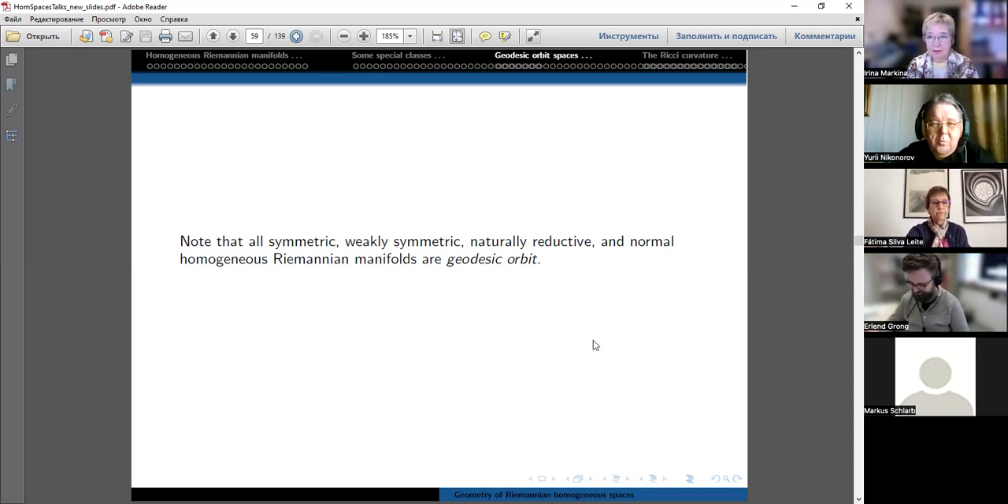Okay, today we are going to discuss geodesic orbit Riemannian manifolds, or Riemannian spaces, if you want. This is a very important class of Riemannian manifolds because it has some very well-known subclasses such as symmetric spaces, weakly symmetric spaces, naturally reductive, and normal homogeneous Riemannian manifolds.